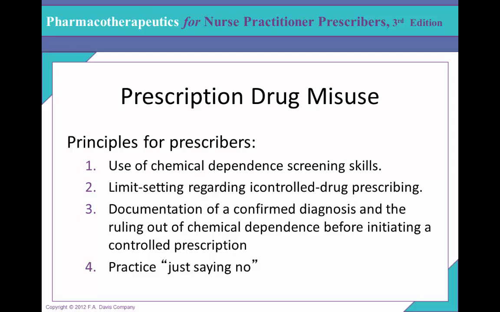Avoid enabling. We try to always prescribe something for any kind of symptom because we believe that we are trying to increase the level of functioning of the patient. And always document. Document a confirmed diagnosis. It is very important to keep a progress note and a good assessment written to support the prescription of a narcotic.